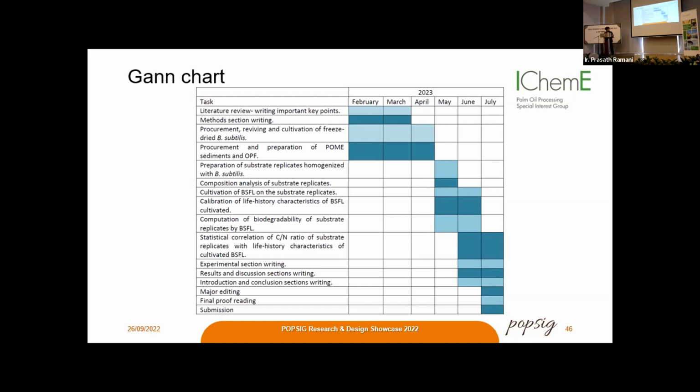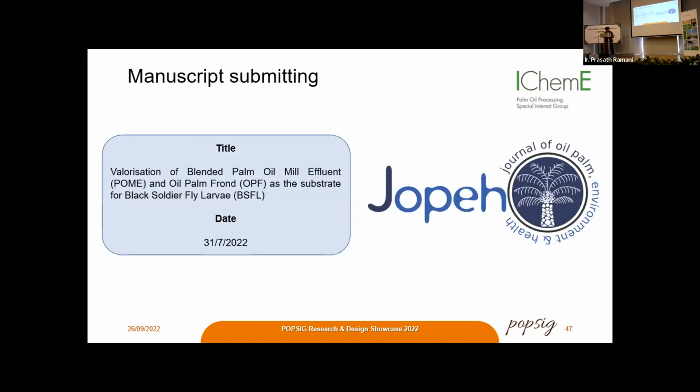And in July, we will mainly compile the results we obtain into a written manuscript to be submitted to a selected journal. So if everything goes on plan, we plan to submit the manuscript to the Journal of Oil Palm, Environment and Health by the end of July next year, 31st of July 2022, with the title Valorisation of POME and OPF as the Substrate for Black Soldier Fly Larvae.